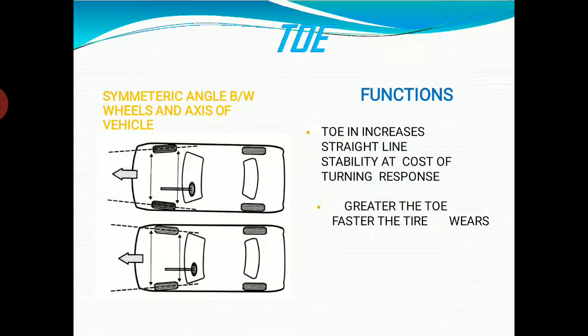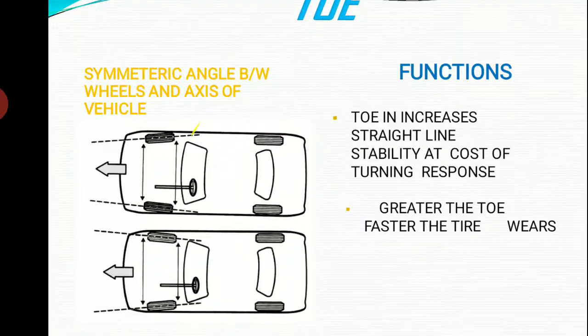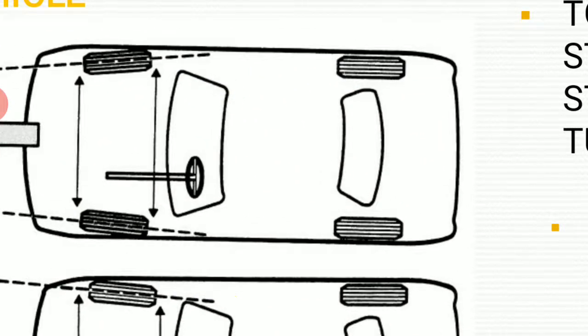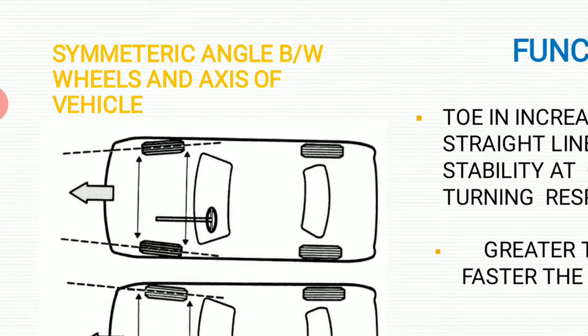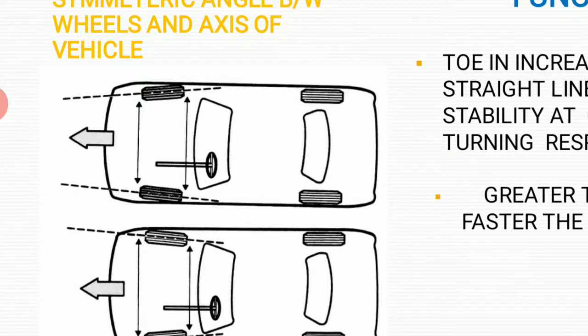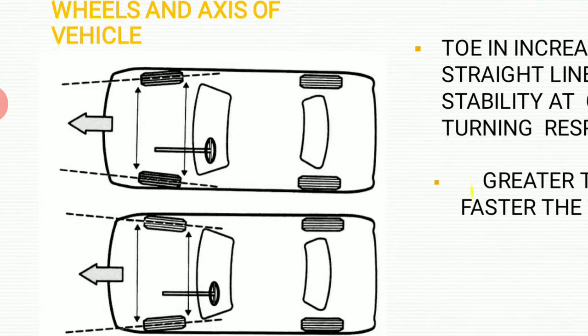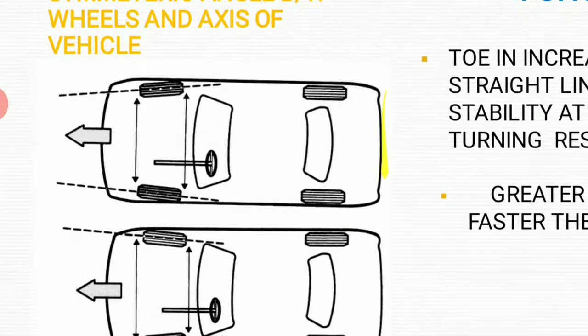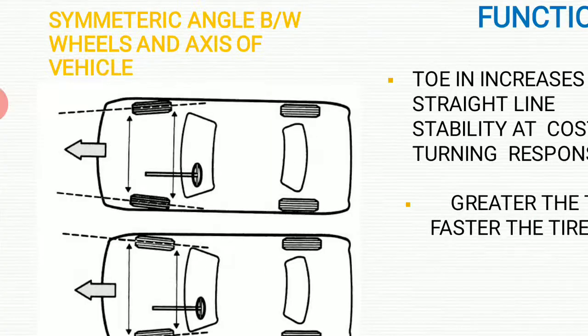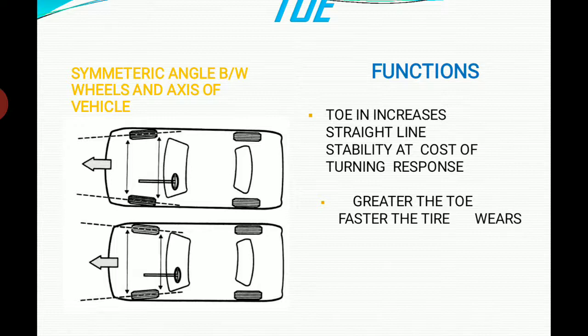So toe in, what is toe? It is the symmetric angle between the wheels and the axis of the wheels. You can see the two front tires; in this figure the wheels are provided in the inner direction, which is called toe in. In the second figure, the wheels are provided outward, which is called toe out. Toe increases straight line stability.